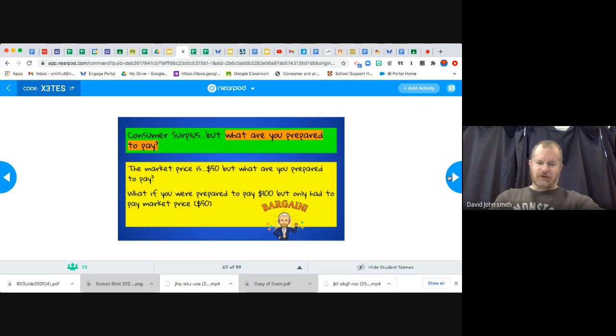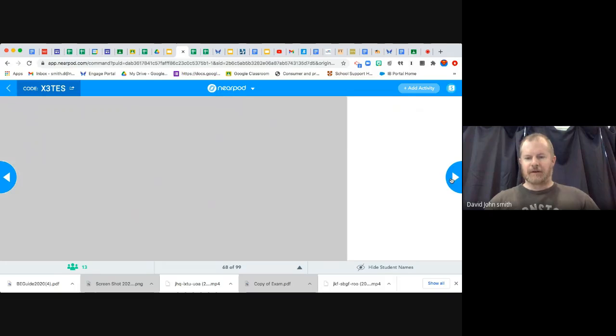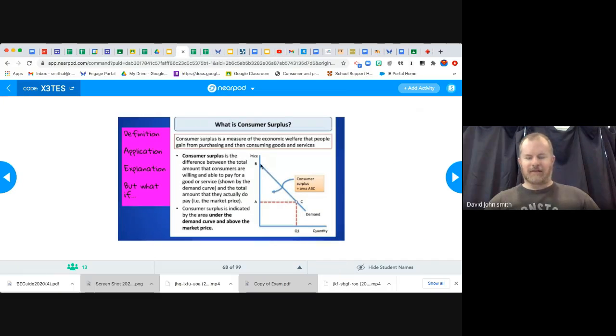Then we introduced you to this idea of the consumer surplus, the extra that you are prepared to pay above the market price. So here we identified it on a demand curve. So it was that triangular area there. There's the market price. So therefore that area there is the consumer surplus, below the demand curve and above the price.